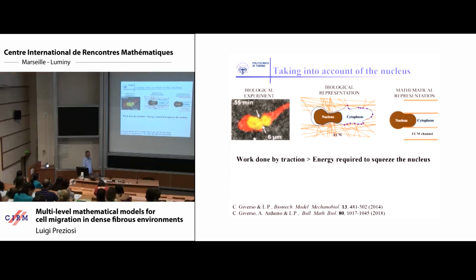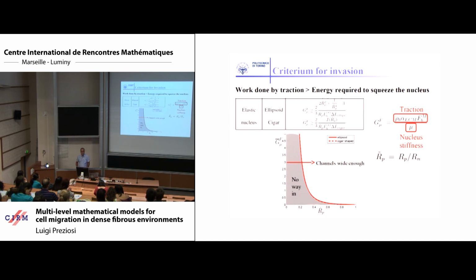Okay, you do that, and at the end of the story, what you find is a criterion that tells you when the cell can penetrate the channel and cannot penetrate the channel, just by an inequality in some sense. Okay, in which you have mechanical characteristics on one side, and on the other side you have geometric characteristics. So there is a region in which the cell cannot penetrate, of course, when the radius of the pore is too small with respect to the radius of the nucleus, or vice versa if the nucleus is, for instance, too stiff.